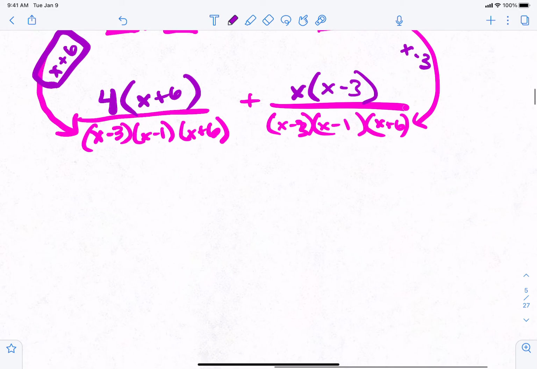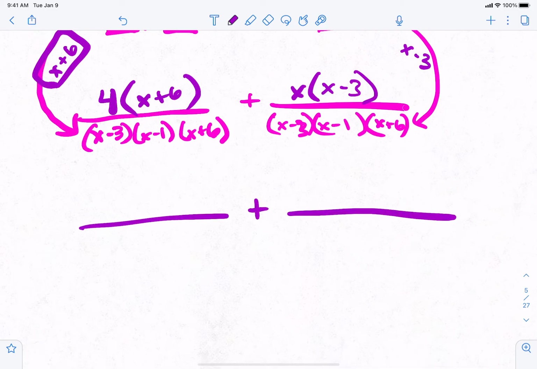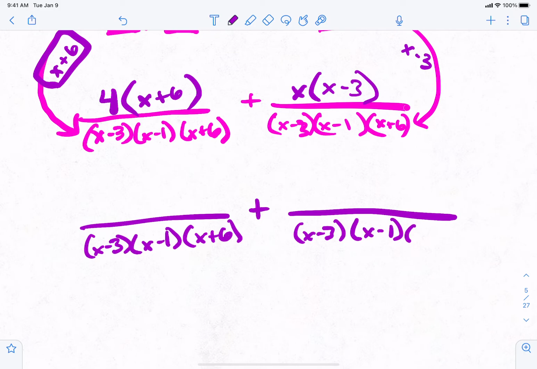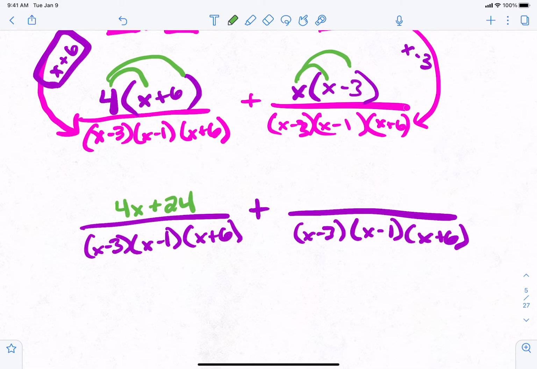Okay, good. So now I'm going to simplify my tops. x minus 3, x minus 1, x plus 6, and x minus 3, x plus x minus 1, x plus 6. That gets rewritten on the bottom. This top part, I'm going to switch to a different color. 4 times x, 4 times 6. We distribute that through, that becomes 4x plus 24. Now same thing with this one, but we're distributing x through. So x times x, and x times negative 3, negative 3x.